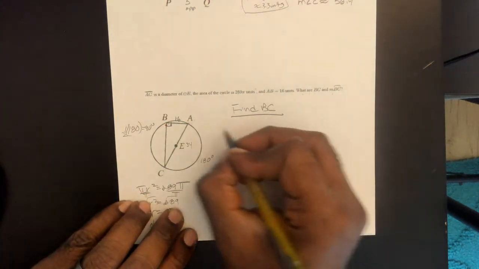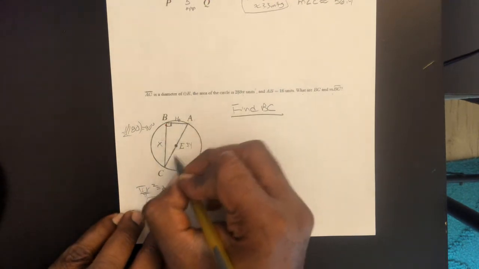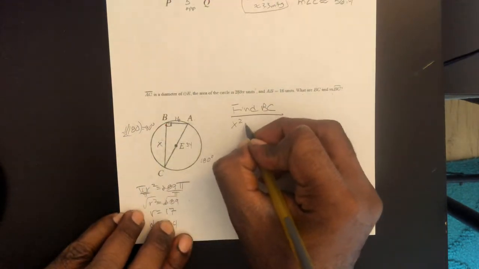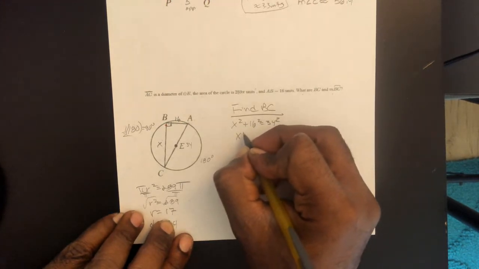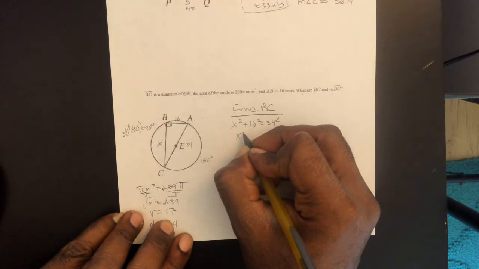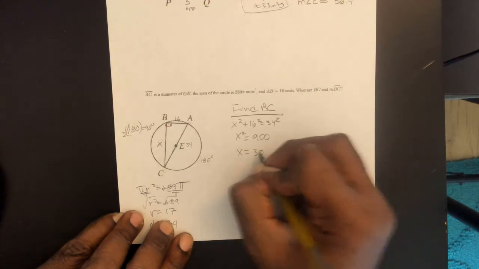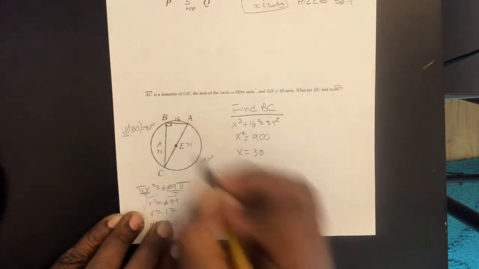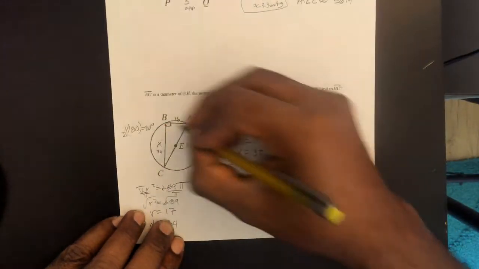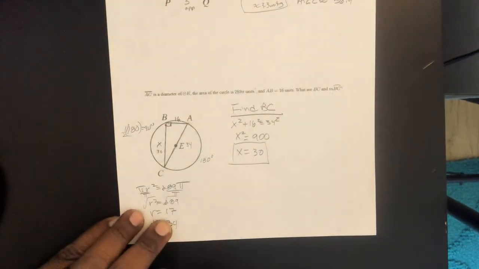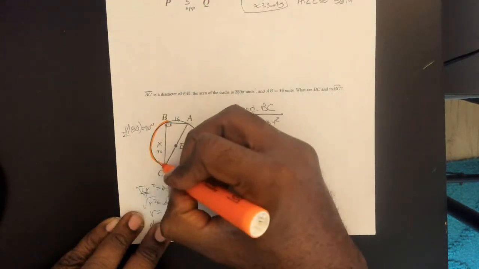So we want this side length, x. We have this side length, we have this side length. Let's use the Pythagorean theorem. x squared plus 16 squared equals 34 squared. That means that x squared is going to equal 900, and that x is equal to 30. Okay, so this side length here is 30. So we found BC. Now we want to find this arc BC. Here's the arc BC. It's this part of the circle right here.